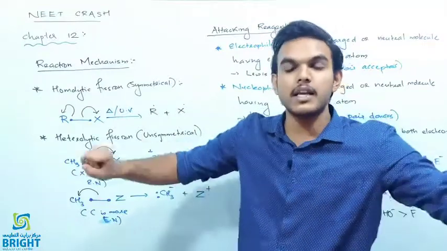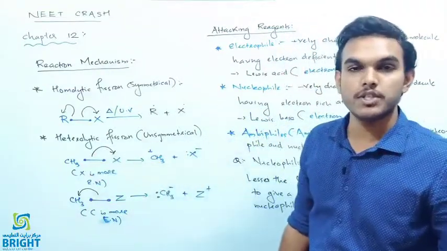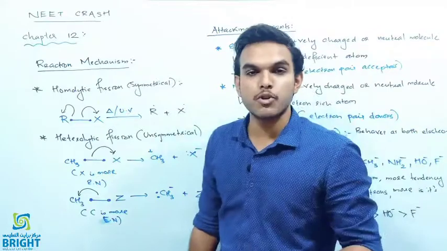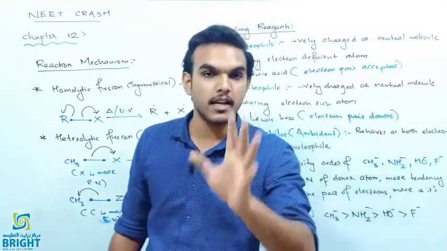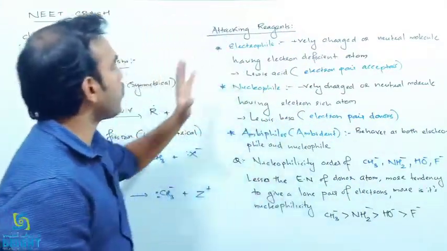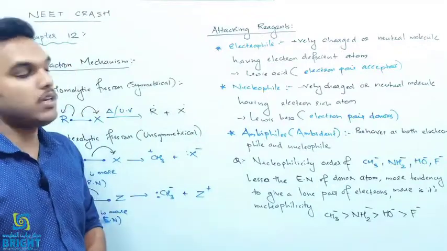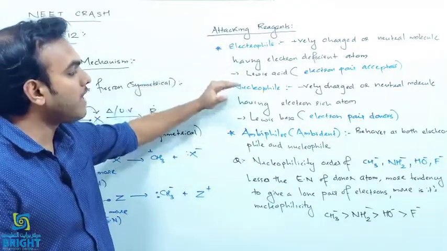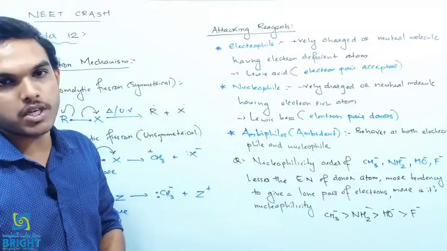If it is symmetrically distributed, it is known as homolytic fission. And if it is unsymmetrically distributed, it is known as heterolytic fission. Is that clear? Now let us look at the different types of attacking reagents. The attacking reagents are electrophiles, nucleophiles and amphiphiles that we have to study.